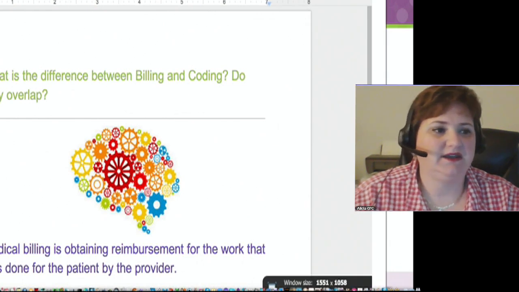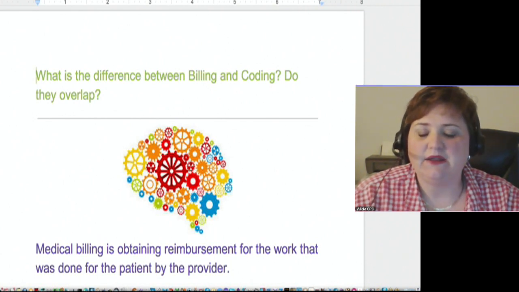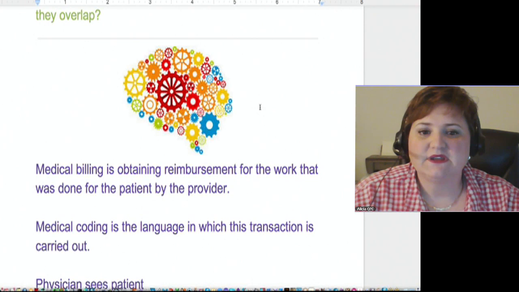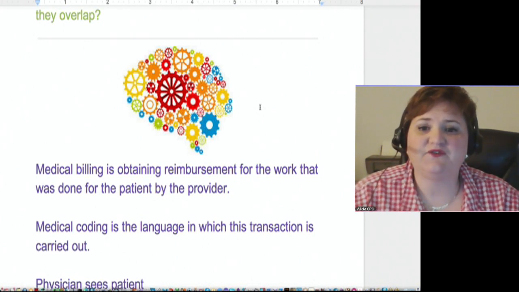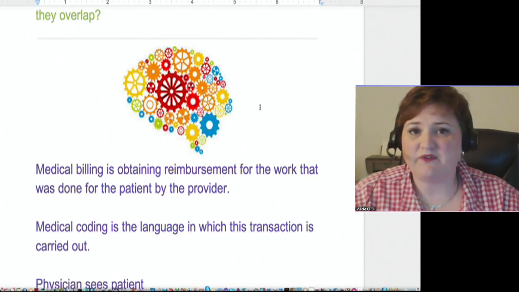Medical billing is really all about reimbursement, first of all. So think of the billing as reimbursement. It's much more than that, but when you think of billing, that's the first thing that's probably going to come to your mind. So it's about obtaining the reimbursement for the work that was done to the patient by the provider.